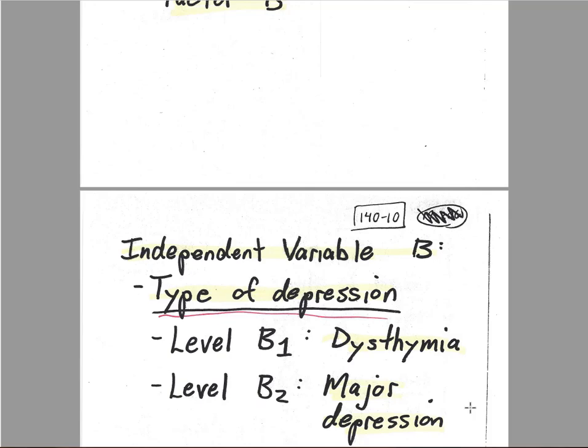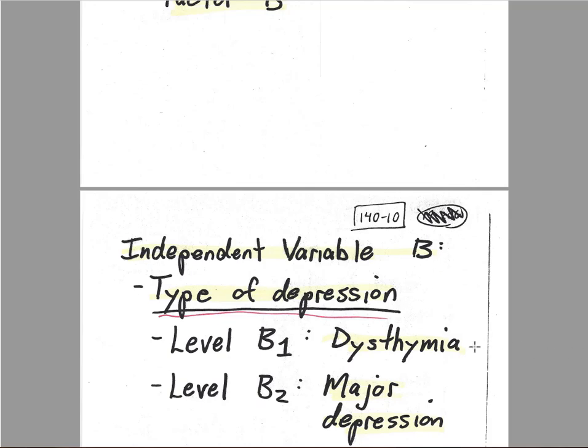Major depression tends to be in response to a bad thing that happens in your life. You have a child that you dearly love and the child passes away and you go into major depression. You had a job that you dearly loved and you lost your job and you go into major depression. So our second independent variable, second factor, is going to be independent variable B, type of depression.